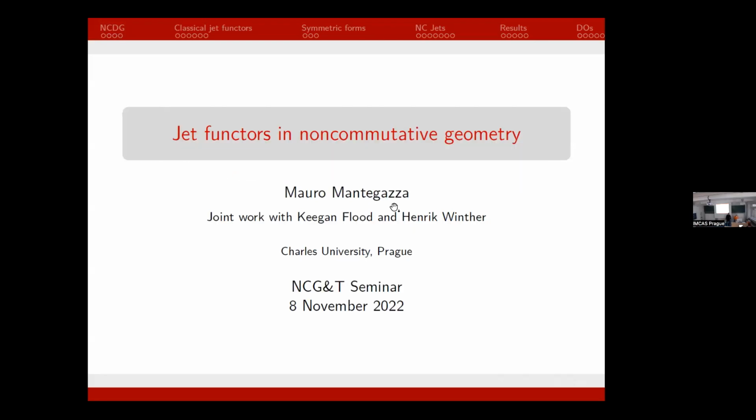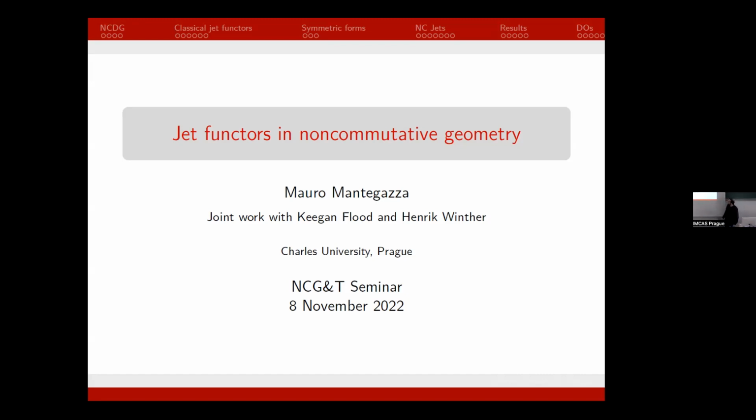Thank you for the opportunity of giving this talk, especially since it's almost exactly one year after the first time my collaborators, Keegan Flood and Harry Quinter, and I came here to present the problem. So today I hope to give an updated version of the current state of the art. The aim of our research is to describe and use jet functors in the setting of non-commutative geometry.